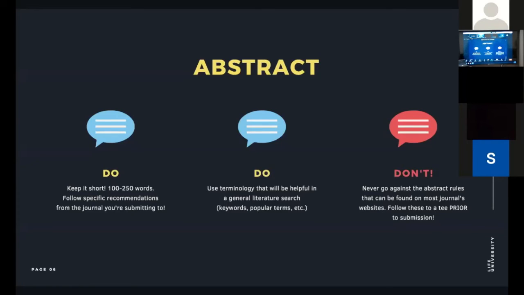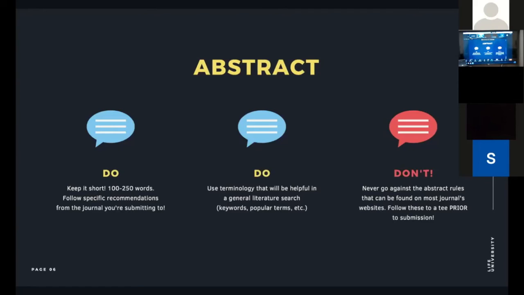Also, make sure you're following the specific recommendations from the journal you're submitting to. Generally, they're going to have an outline of exactly what they want in their abstract anyway. So just save yourself the hassle and head right to their website, pull up that form, and follow it accordingly. A next major do is to use terminology that's going to be helpful in a general search. Whenever we're looking for research, we actually have to go into the search bar and type in a few words. You want to use keywords and popular terms that are actually going to get the reader to find your paper and for it to be useful for them.